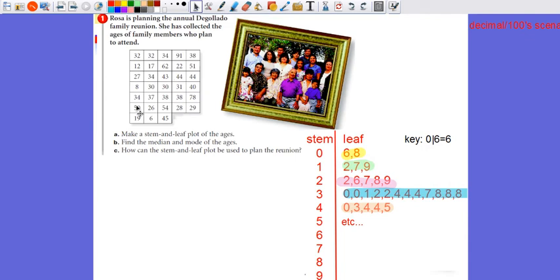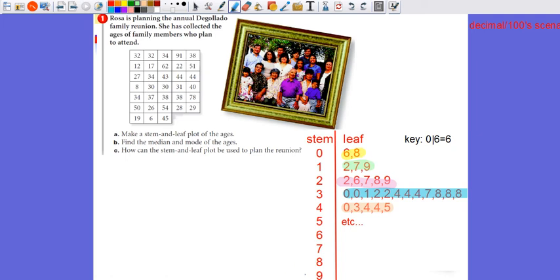I want you to pay attention right here. This is basically all the ages of the people that are going to attend Rosa's family reunion. So we're going to create something called a stem and leaf plot. Now I'm going to have 0 to 9 over here. It doesn't always have to be 0 to 9, but in this case it is.